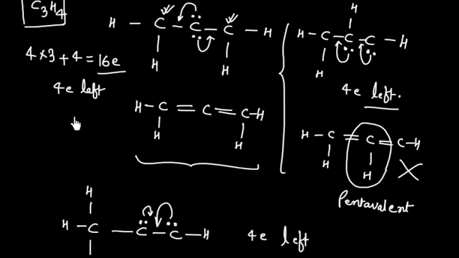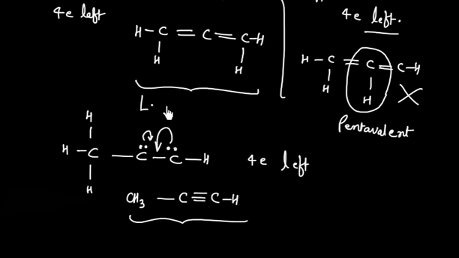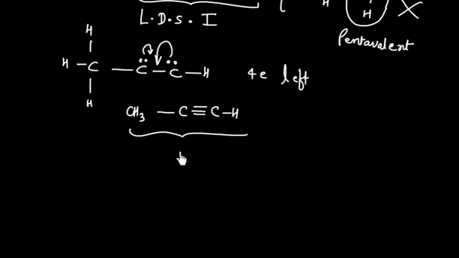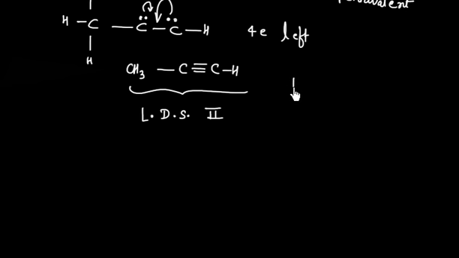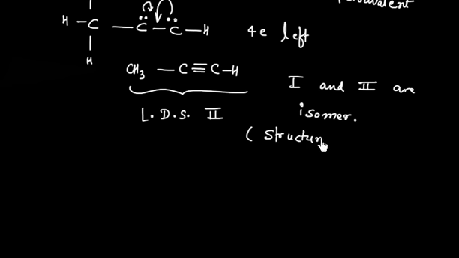Are you getting or not? So this is Lewis-dot structure 1, and this is your Lewis-dot structure 2. But these two are not resonating structures. These two are called isomers. So 1 and 2 are basically isomers. And more generally, it is called a structural isomer because there is a difference in structure. So this is a structural isomer. Are you getting or not?